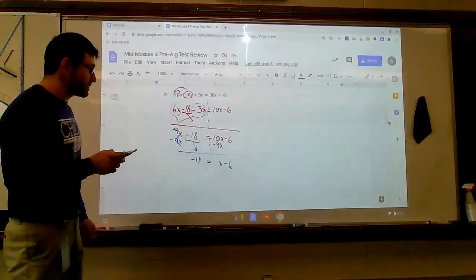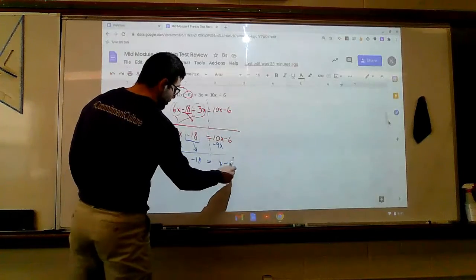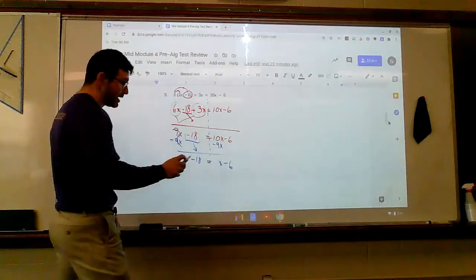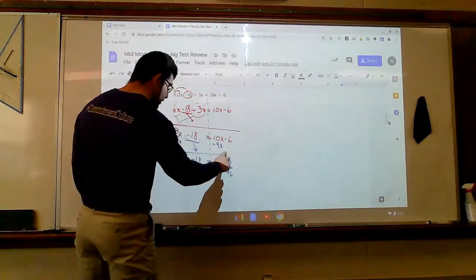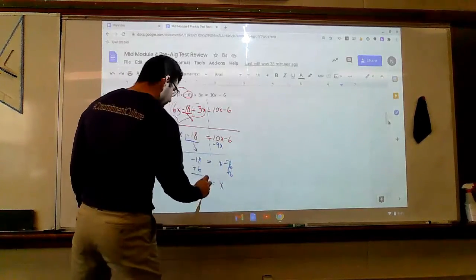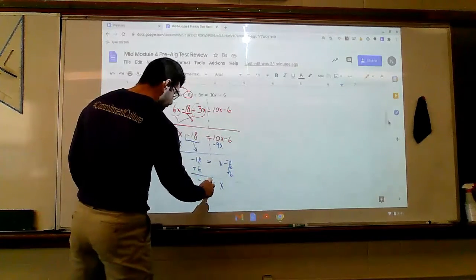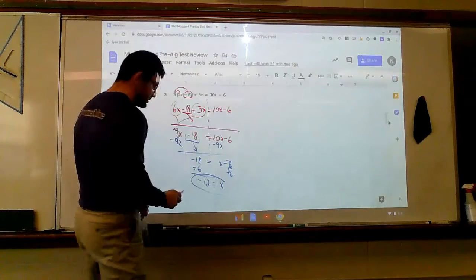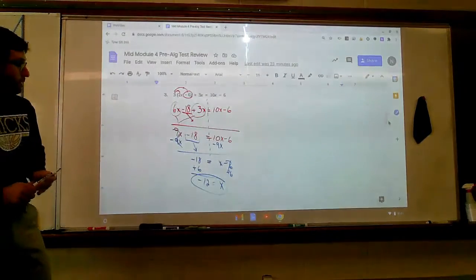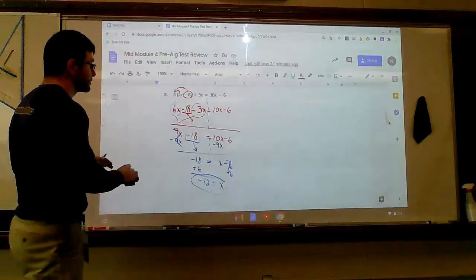Step 5 is combine constants on opposite sides. Again, move away from the x. So we add 6. It's good advice for real life too. Move away from the x. X equals, that gives me negative 12. Do I need to do anything with the x? Well, no, it's already isolated. So I get x equals negative 12. Move on.